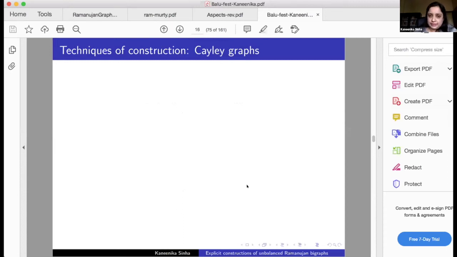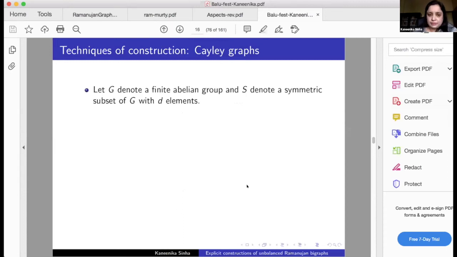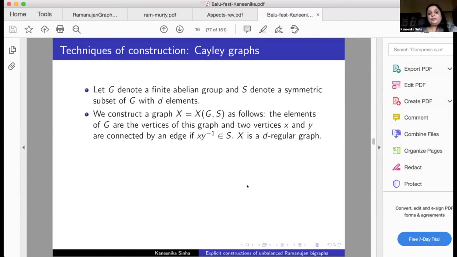So what is this technique of constructing Ramanujan graphs? Let us take G to be a finite abelian group. Actually, we don't necessarily need abelian groups. We could take G to be a group. And we let S denote a symmetric subset of G with d elements. By symmetric subset, we mean that x is in S if and only if the inverse of x is also in S.